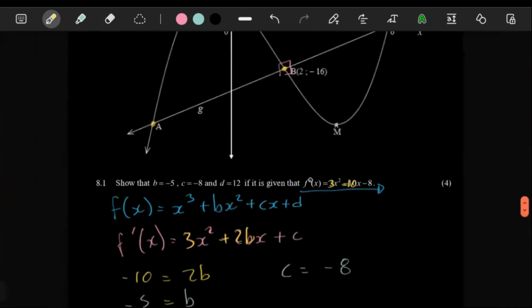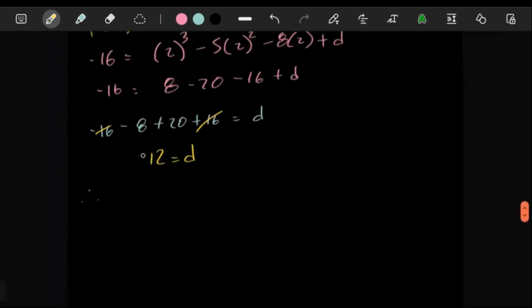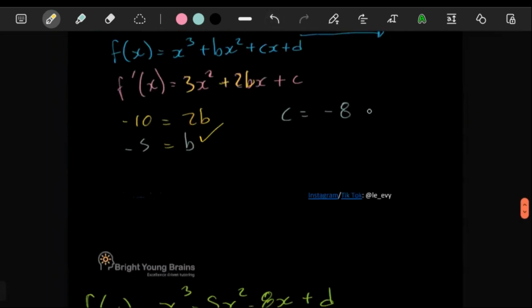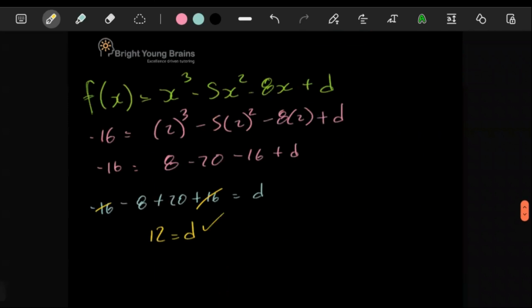So everything links up, you see. 12, negative 8, and then negative 5. Here you can say therefore. You don't even have to say therefore, because everything was worked out properly. There's b, there's c, and there's d over there.